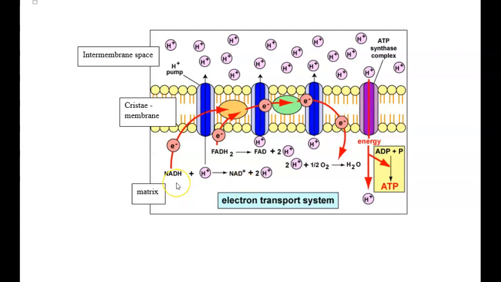So here's our electron carriers. There's NADH. NADH drops its electrons. Electrons go to the electron transport system. Here's the hydrogens. As these electrons go down the electron transport system, energy is used to pump hydrogens. See, these hydrogens are going to get pumped. These pumps pump to the other side, pumping hydrogens inside the intermembrane space.